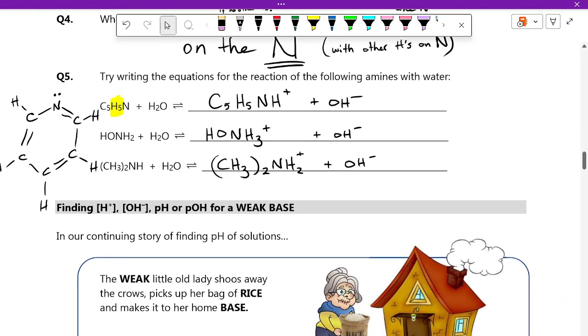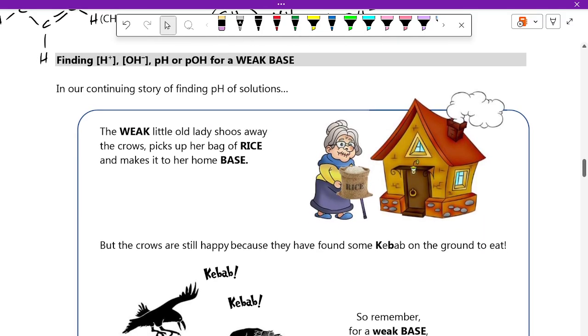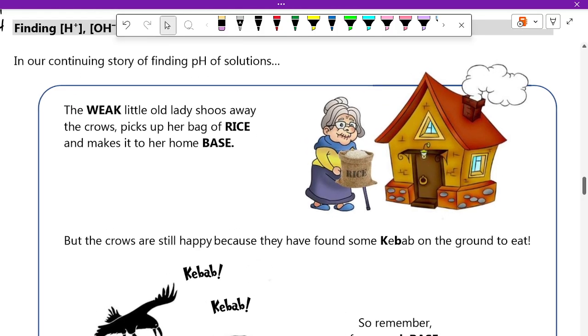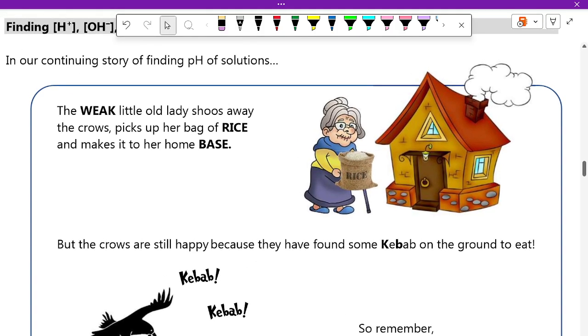All right, finding the pH and pOH for a weak base. Now, this is very similar to Ka, except it's Kb. So you have to remember that after shooing away the crows, she picks up her bag of rice and she makes it to home base. Okay? Home base.